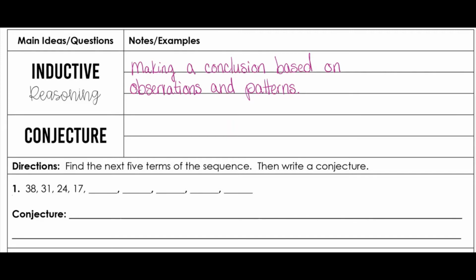So let's think about this another way. Inductive reasoning is when you make a conclusion based on what you see, the patterns and what you're observing. The conjecture is that concluding statement that you make at the end that says, this is the conclusion I made based on what I observed and the patterns that I saw.